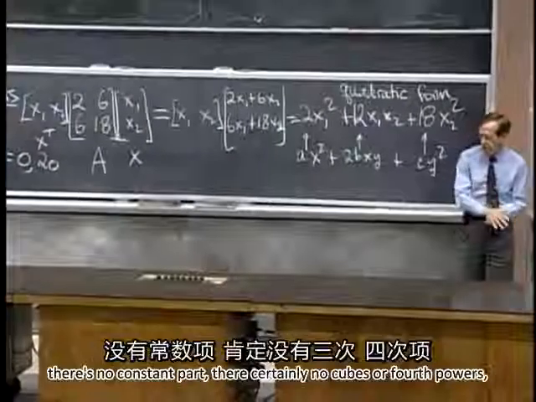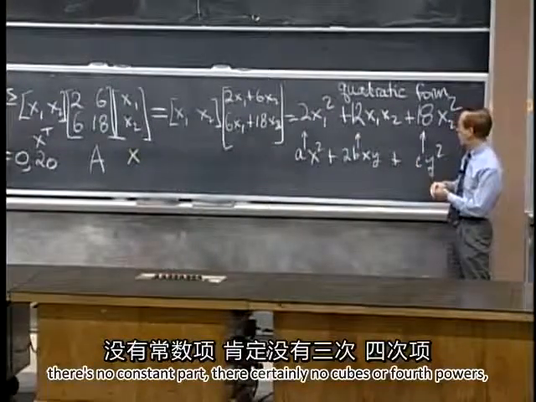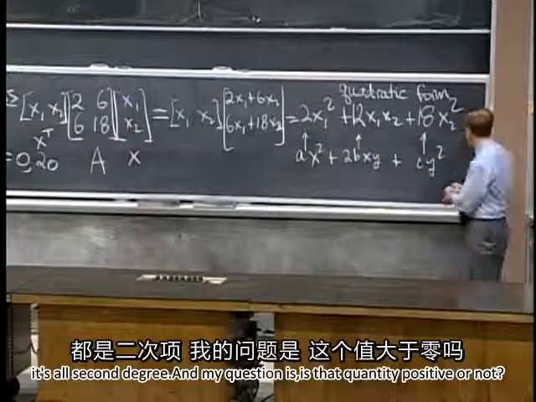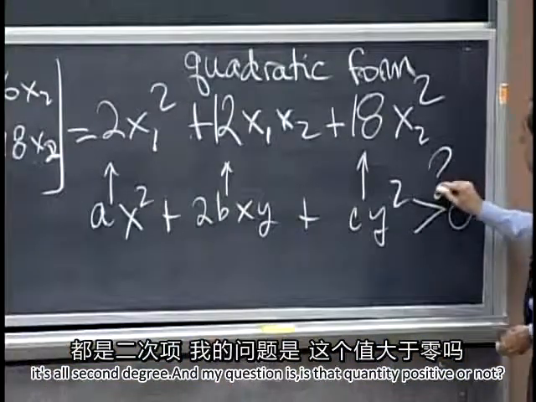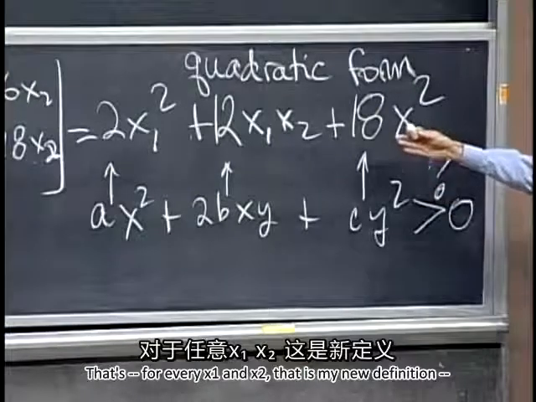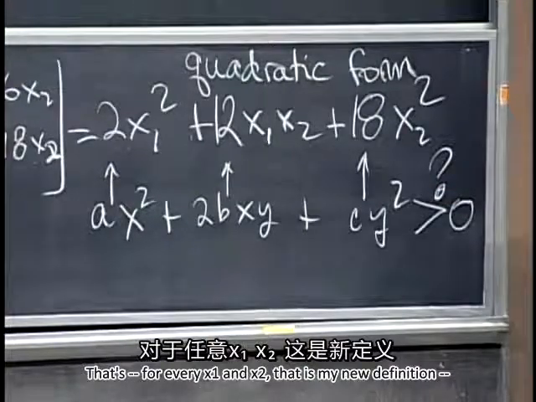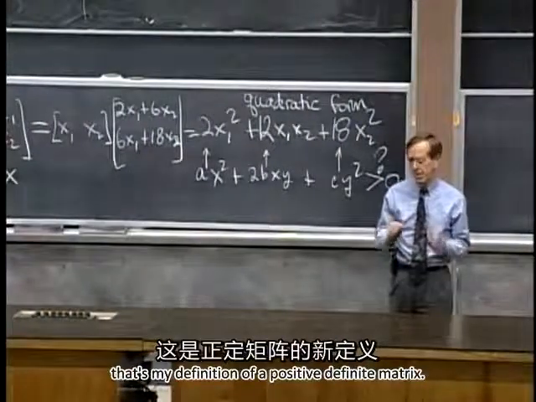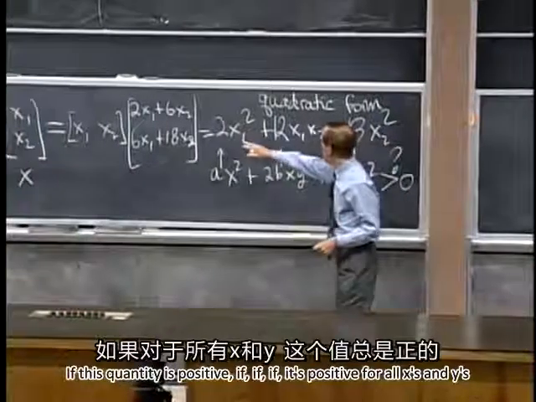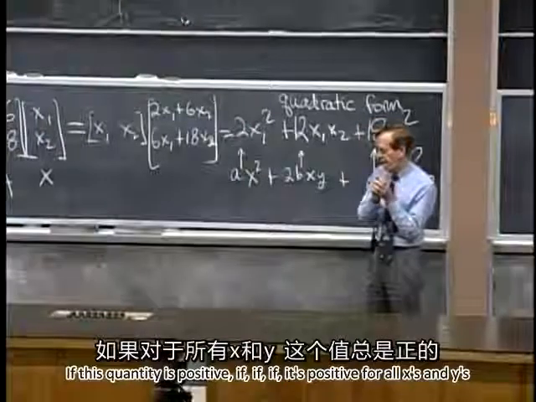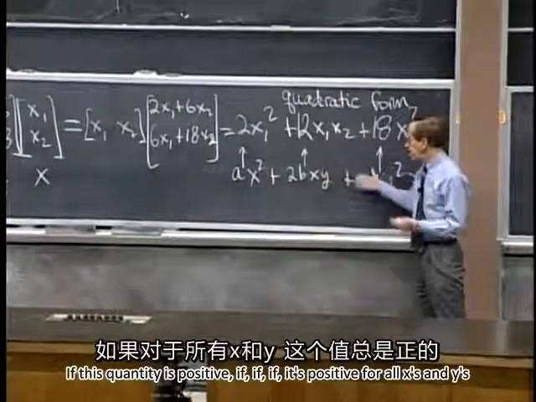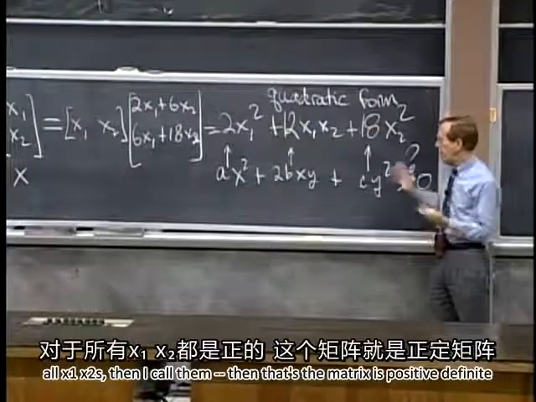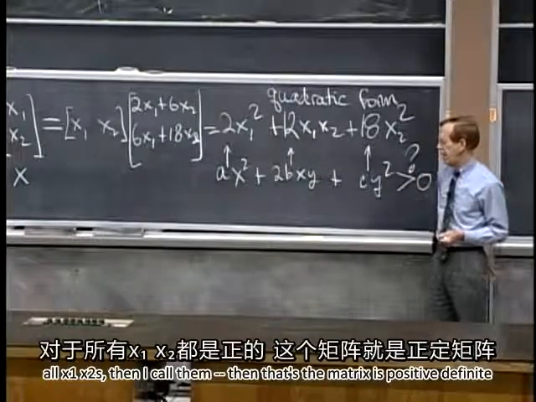It's purely degree 2. There's no linear part. There's no constant part. There certainly aren't any cubes or fourth powers. It's all second degree. And my question is that quantity positive or not? That's for every x1 and x2. That is my new definition. That's my definition of a positive definite matrix. If this quantity is positive, if it's positive for all x1, x2's, then that's the matrix is positive definite.